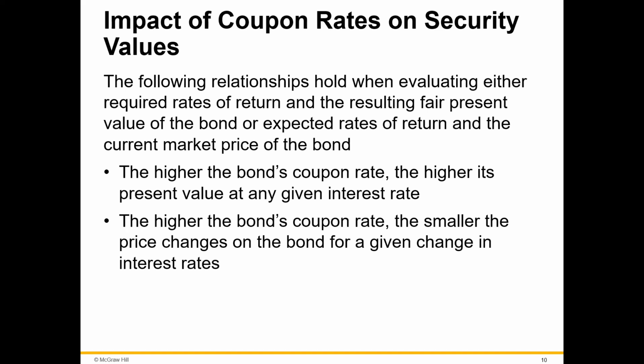Those are already in the contract. What changes is the market rate. So if the market rate goes up, the price of your bond is going to go down because you cannot change the coupon rate. If the market rate starts going down, then the price of your bond starts going up. Remember this, the coupon rate does not change. That's already established. What changes is the market rate, and that changes the price of your bond.